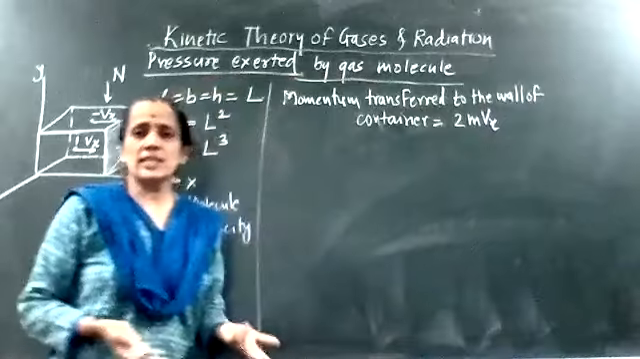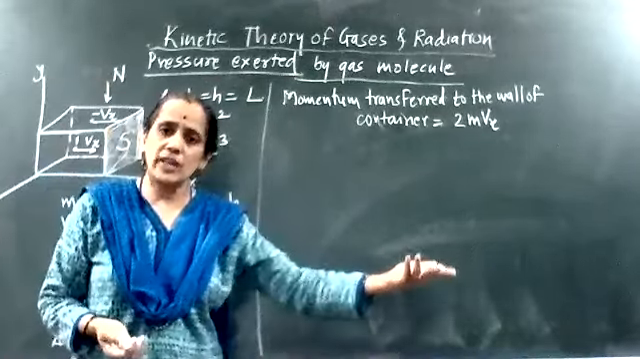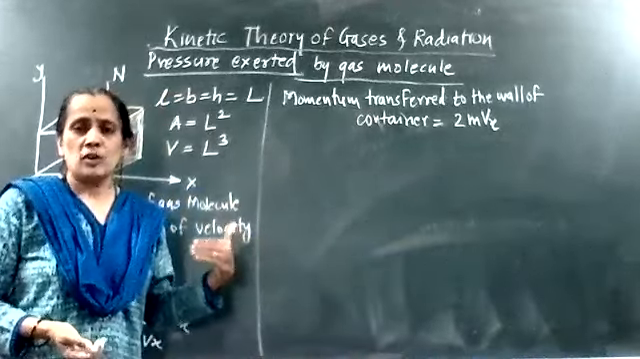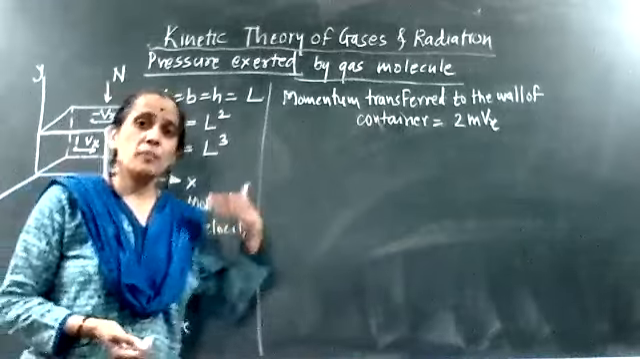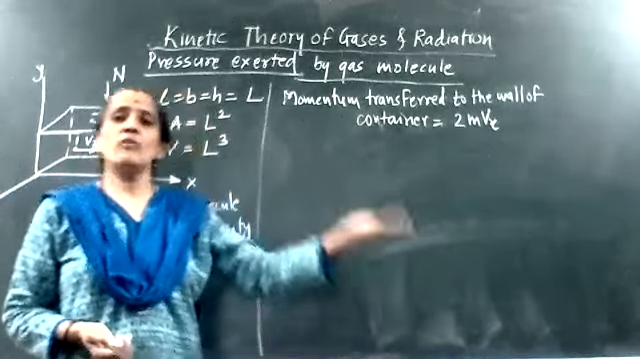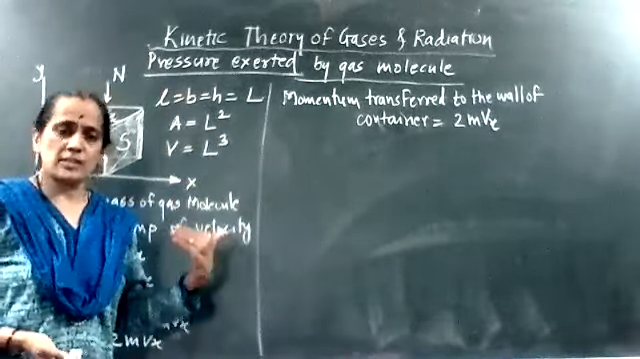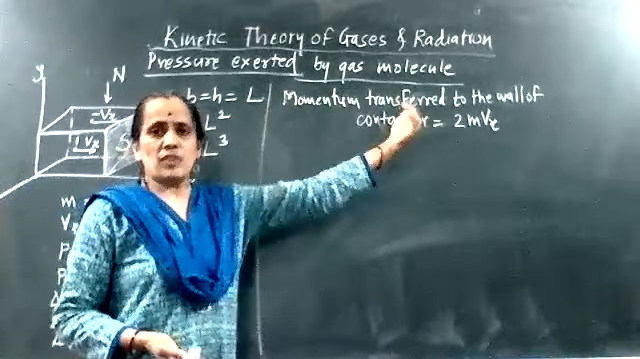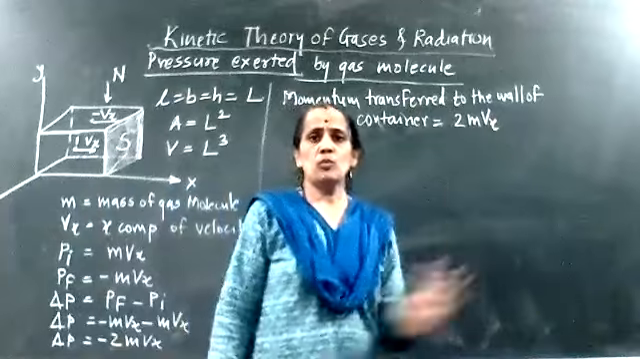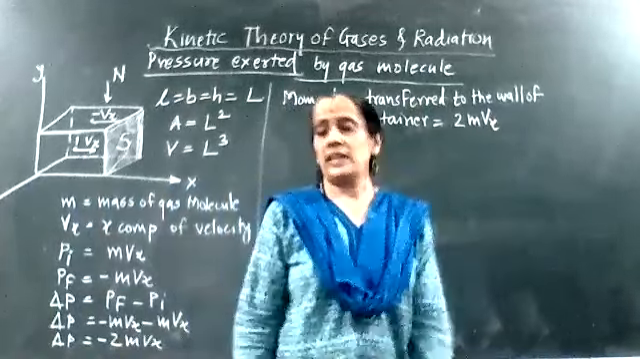Every collision is elastic means what? Whatever amount of momentum is given to the wall, the same momentum will rebound. So the gas molecule gives minus twice mvx momentum to the wall. The wall will rebound, so the direction will change. The minus side will become plus. So the momentum transferred to the wall of the container is nothing but twice m into vx. Is it right? Okay, fine.